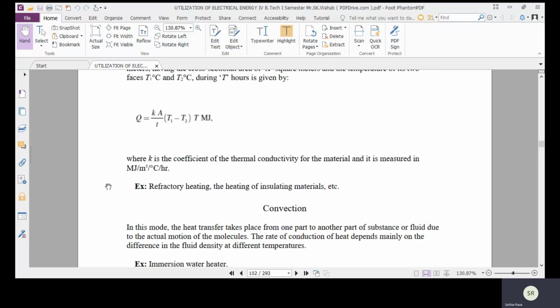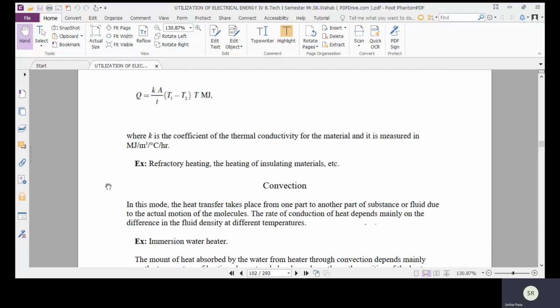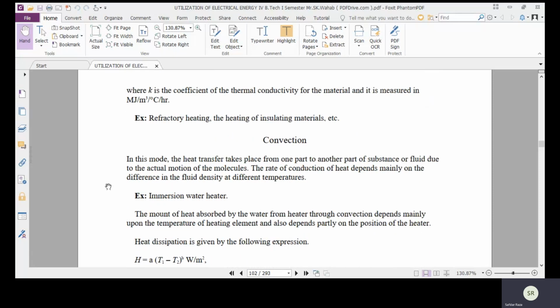The second one is convection heating. Now, what is the difference between conduction heating and convection heating? In convection heating, the heat transfer takes place from one part to another part of a substance or fluid due to actual motion of the molecules. Here, the molecules themselves are going to travel from one part to another part, from one place to another place. However, in conduction heating, the molecules are not going to move from one part to another. They are just going to vibrate and transfer their energy to the other one.